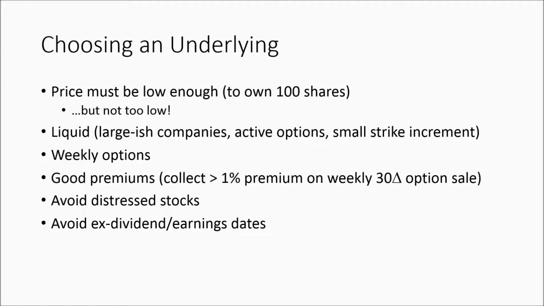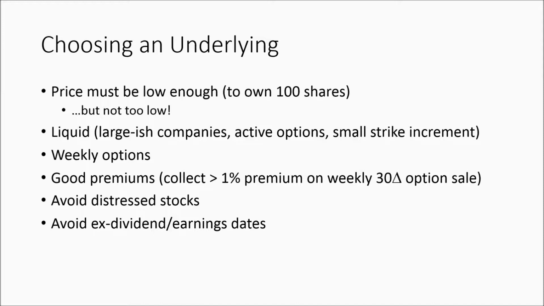The next liquidity criterion is the increment of the option strikes. For instance, if you have a $50 stock, but the strikes are spaced $5 apart, that's a bad choice for the wheel. For a stock price that's $50, I want to see $1 between the strikes, and even better if there's only 50 cents between the strikes. Personally, I trade weekly options because I want to take advantage of the steepest time decay, or theta decay, of the options, and that occurs in the last 5 to 10 days of the option.